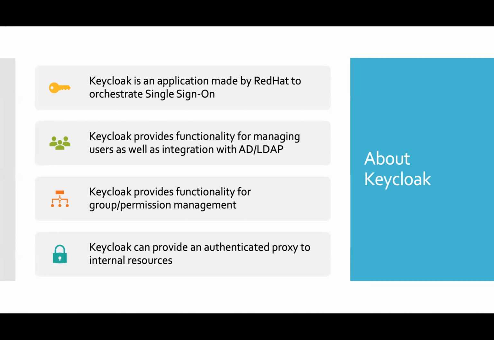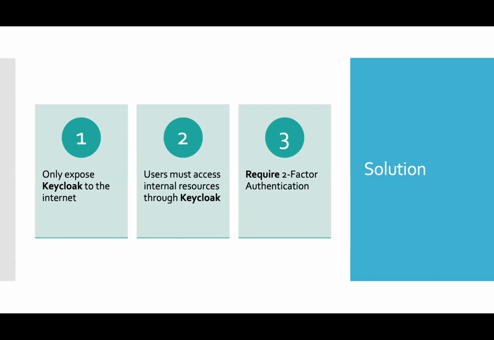And Keycloak provides functionality for group and permission management, which allows you to assign different access to different users. And Keycloak can provide an authenticated proxy to internal resources. So this means that the user will access an exposed Keycloak page, and then that Keycloak will securely authenticate the user first, and then it will provide them with proxied access to that internal application. So the solution to this is only exposing Keycloak to the internet, and users must access internal resources through Keycloak. They can't access them directly, so Keycloak will ensure the security, and requiring two-factor authentication.